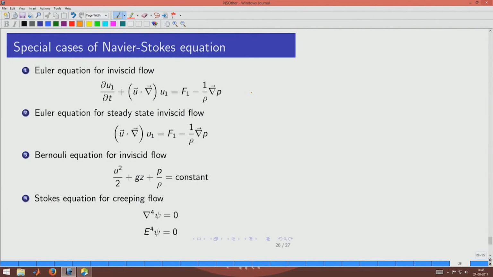Now, inviscid flow is basically flow where the viscosity is negligible. So, that is a definition again we can tell.